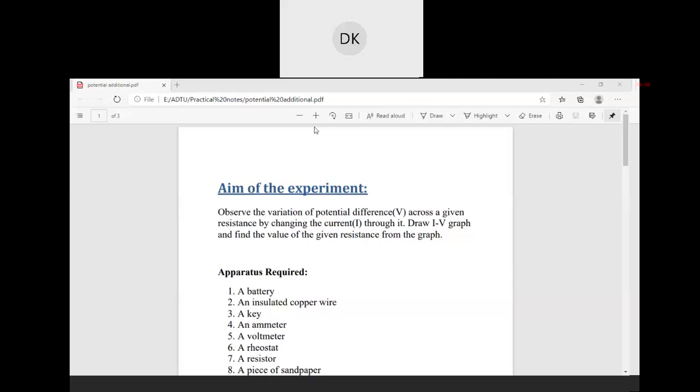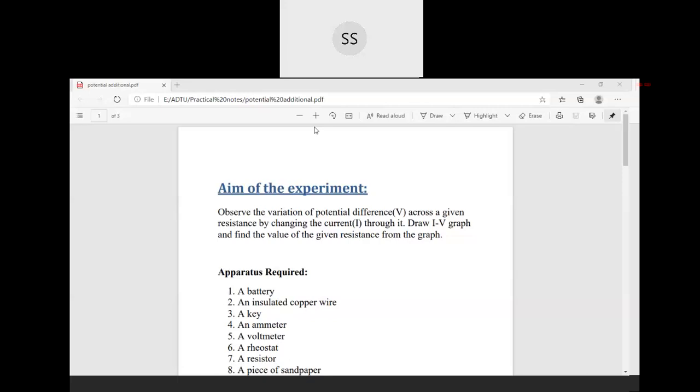This is the second experiment from my part. So the aim of the experiment is to observe the variation of potential difference V across a given resistance by changing current I through it. Draw an I-V graph and find the value of the given resistance from the graph. So this is the second experiment from my part.